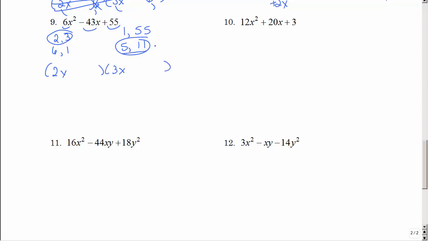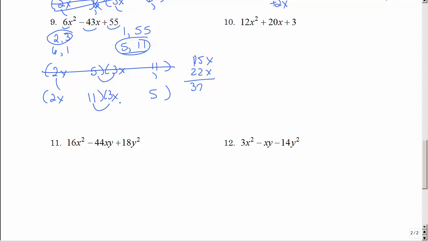Okay, with the 5 and the 11, they can go in either spot. So I just choose. That's 15x, and the outside would be 22x. 15 and 22, that's 37 if I add them. That's not going to be 43. So that didn't work. But what if we switch those? That would be 33x, and that would be 10x.